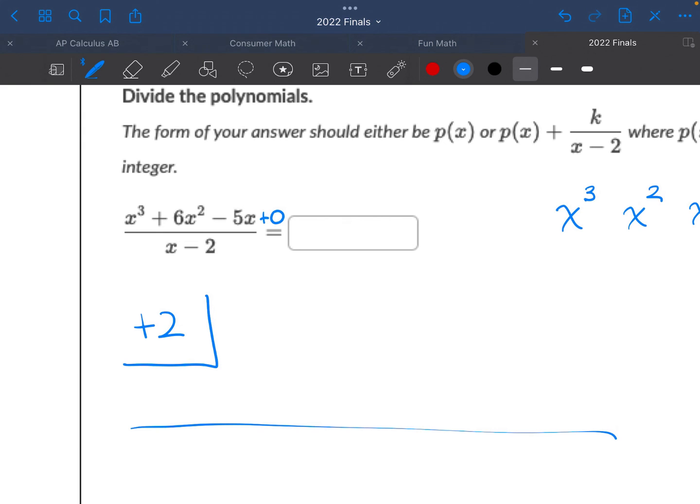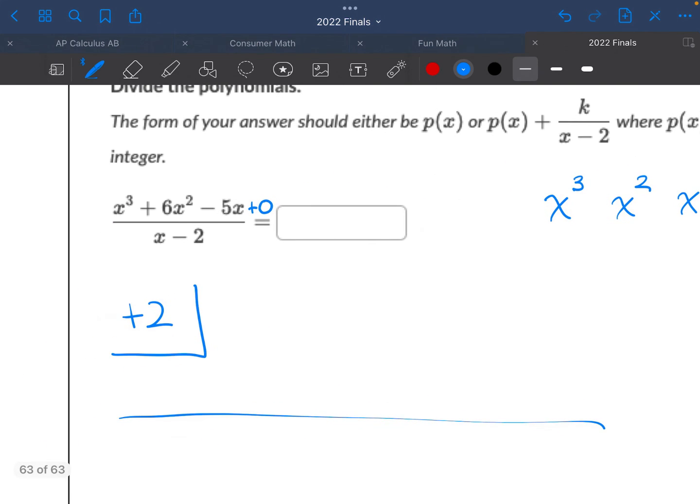Okay, so now that I have placeholders for all of these powers that I'm looking for, I'm going to write their coefficients. I have a coefficient of 1, then a coefficient of 6, then a coefficient of -5, and then a coefficient of 0.